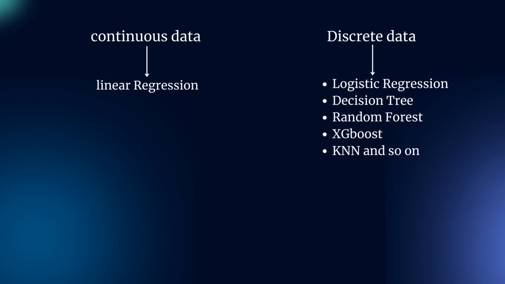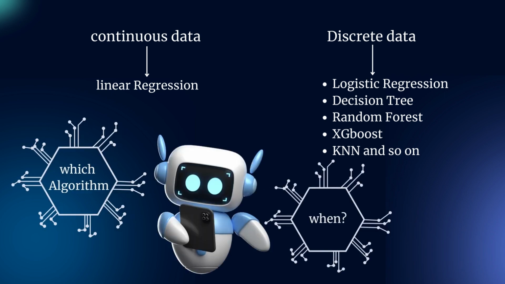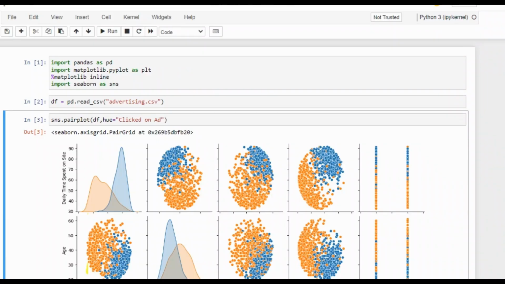So our question is still there: which algorithm, and when should we use that algorithm? For that, let's go to our Jupyter notebook. Here I am using a pair plot. The answer to the question of how you can choose the best algorithm for your machine learning projects or problem statements is by using a pair plot. Here I will let you know how you can choose your machine learning algorithm by observing the pair plot.